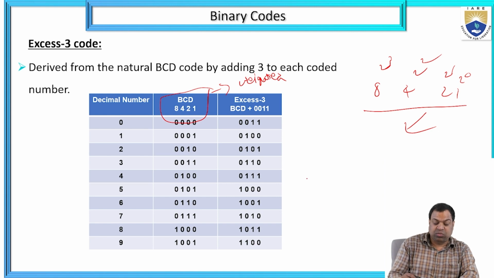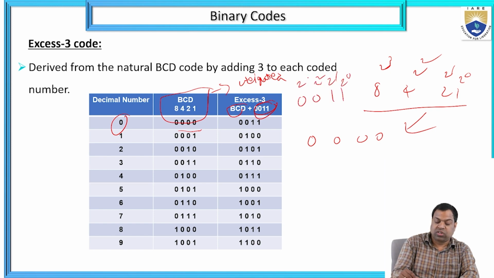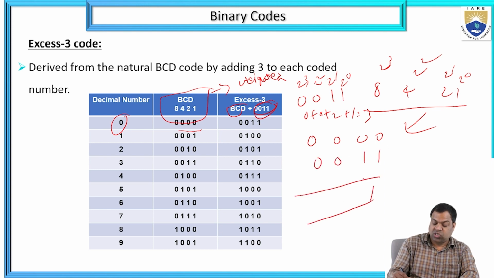But XS3 means that after getting the BCD value, we add 3 to the resultant BCD value. That is called XS3. Suppose my value is 0000. I am adding 3. In binary code, what is the 3 value? 0011. Why? Because 2 power 0, 2 power 1, 2 square, 2 cube: 0 plus 0 plus 2 power 1 into 1 means 2, plus 1, how much? 3. So 0011. We add 0 plus 1, 1, 0 plus 1, 1, 0 plus 0, 0. So it is like this.